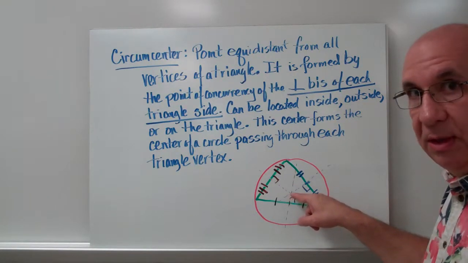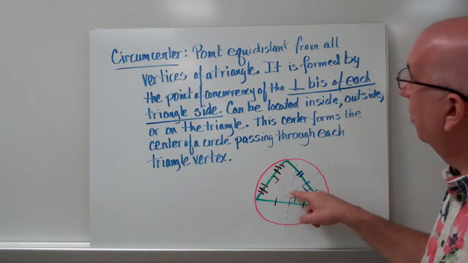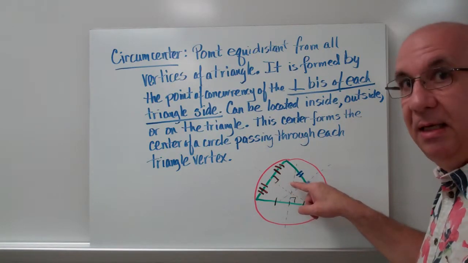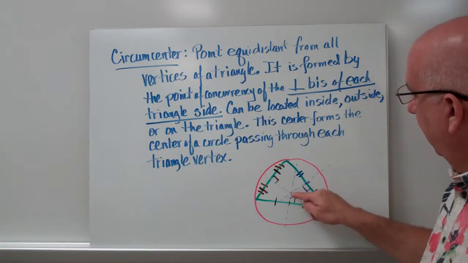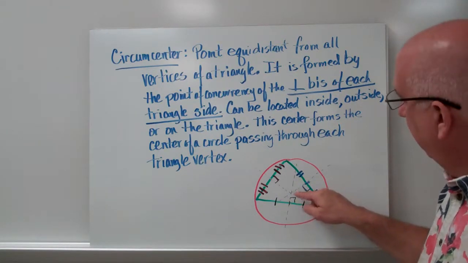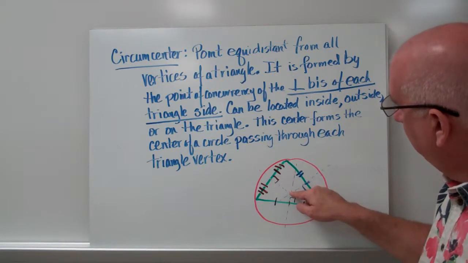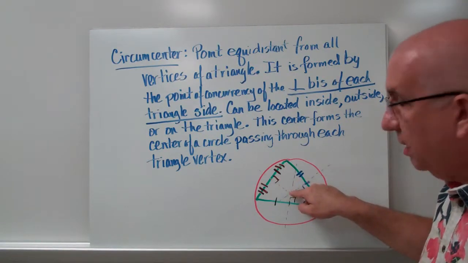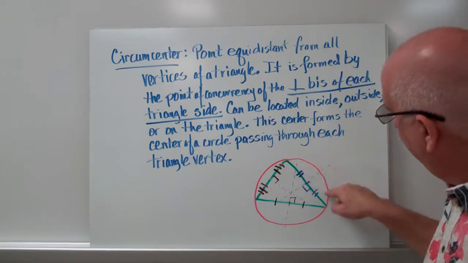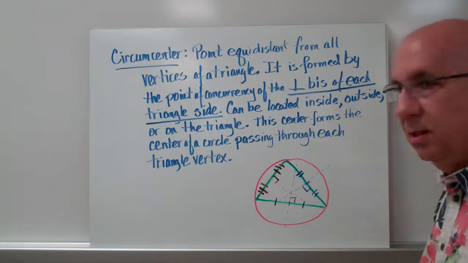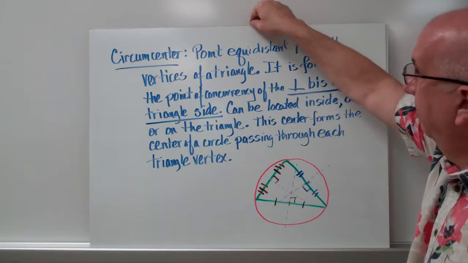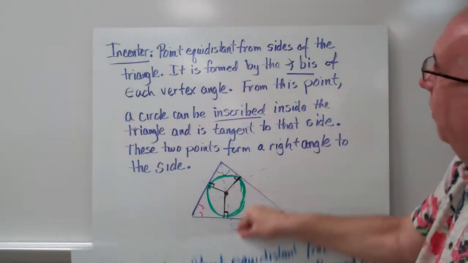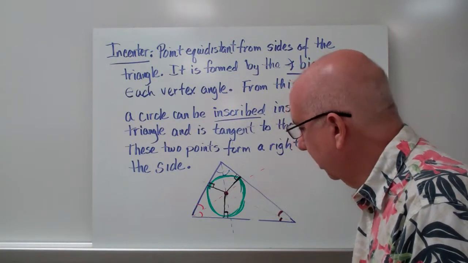The point of concurrency, the point of intersection of all 3 of those perpendicular bisectors, is called the circumcenter. That circumcenter is the point of concurrency where you can draw a circle, using this as the center of a circle, that passes through all 3 vertices of the triangle. That's the circumcenter. The second one we're going to talk about is called the incenter.